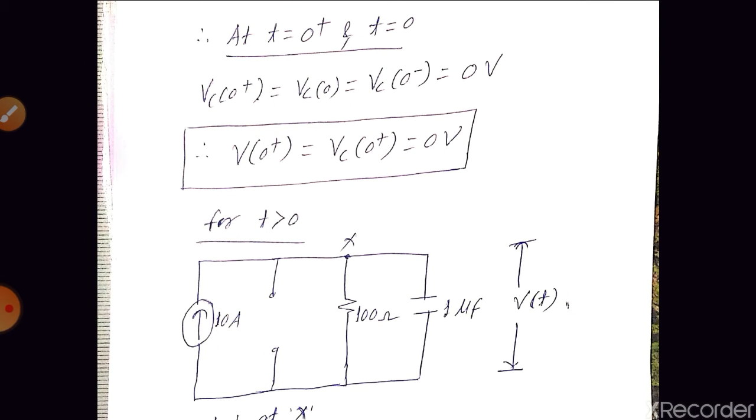Okay, and as we know, in the case of a capacitor, the capacitor always opposes a sudden change in the voltage, right? So at t equal to 0 minus, the capacitor voltage is 0. Even though at t equal to 0 the switch is closed, the capacitor will try to oppose the change in the voltage, right? So the capacitor will try to maintain the same voltage at time t equal to 0 as well as at time t equal to 0 plus.